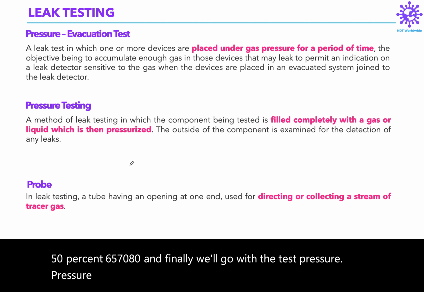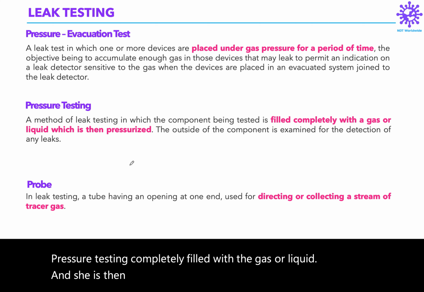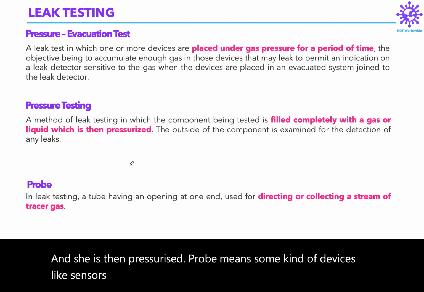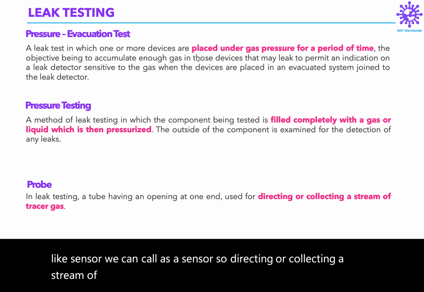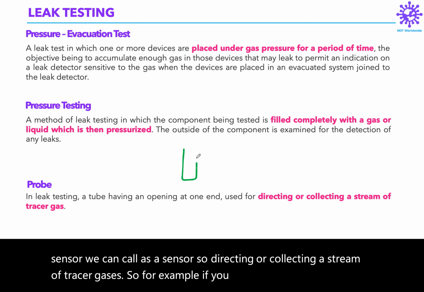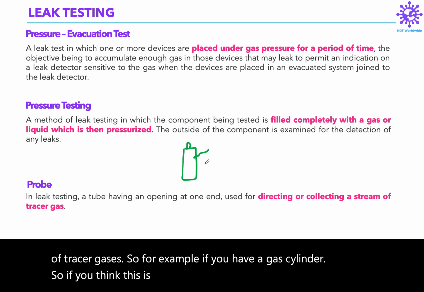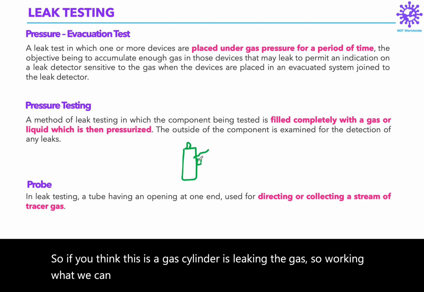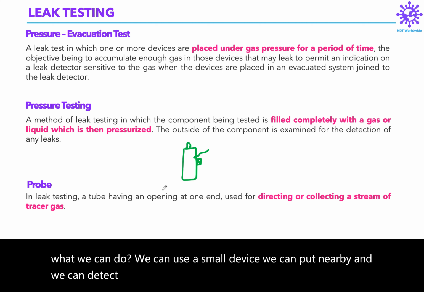Pressure testing is completely filled with a gas or liquid, which is then pressurized. Probe means some kind of device, like a sensor, directing or collecting a stream of tracer gases. For example, if you think a gas cylinder is leaking gas, we can put a small device nearby and detect it. That is what we call a probe.